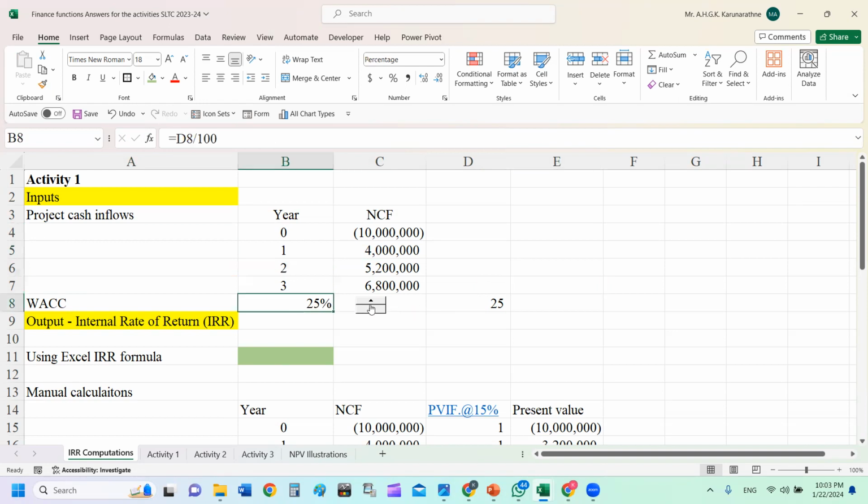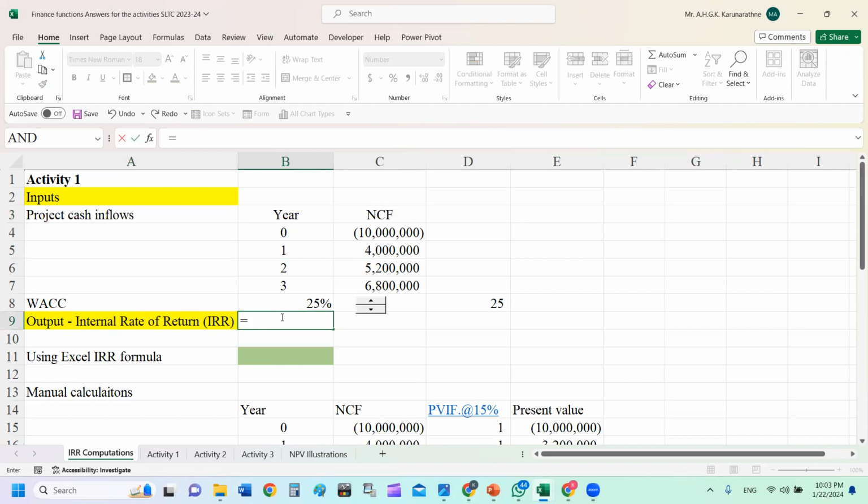Cost of capital is given. Right. IRR. How to compute IRR? Equal symbol, IRR, double click. Now you just need to select all the cash flows, including the initial outflow. Close the bracket. Hit the enter button. This is your percentage. This is your IRR. IRR is 25%. Can you remember it? Approximately 25%, maybe a little more than that.